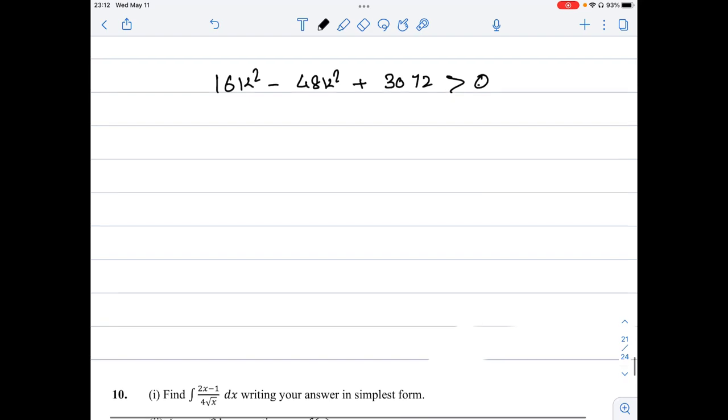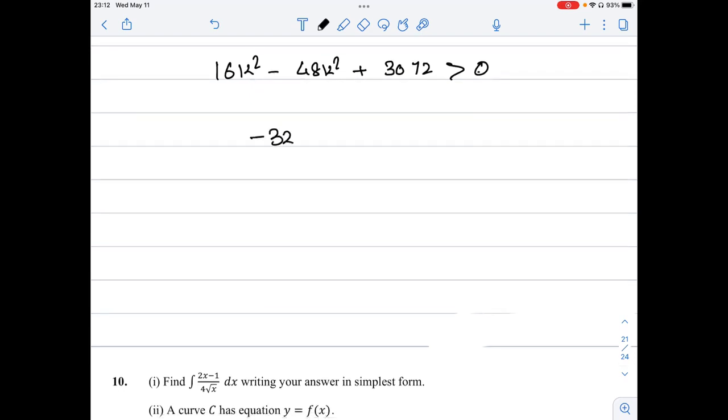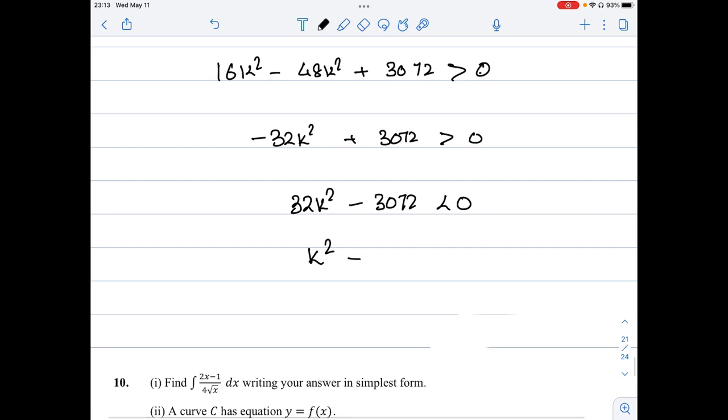Now 16 minus 48 is nothing but minus 32k square plus 3072 is greater than 0. So take off the minus: it becomes 32k square minus 3072 is less than 0. When you multiply by minus, the inequality symbol changes. Divide by 32: k square minus 3072 divided by 32, which gives 96, is less than 0. So k square minus the square root of 96, whole square, is less than 0.